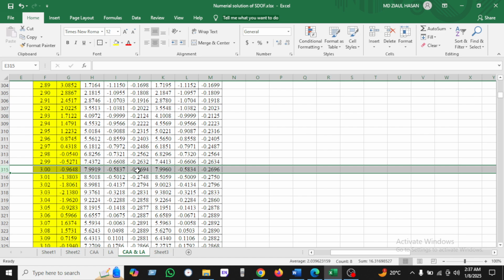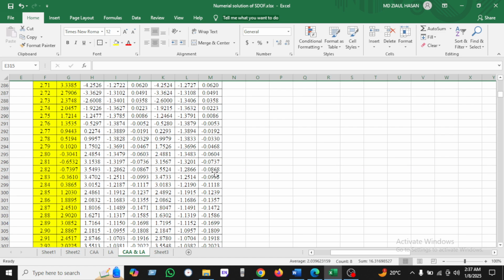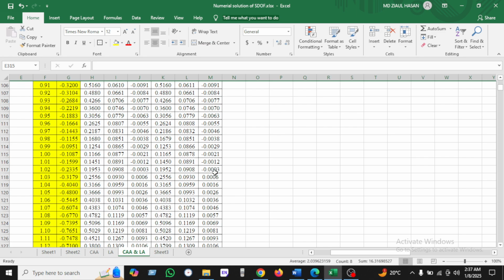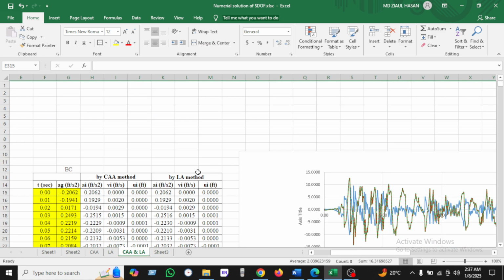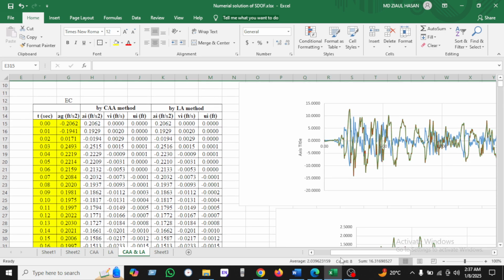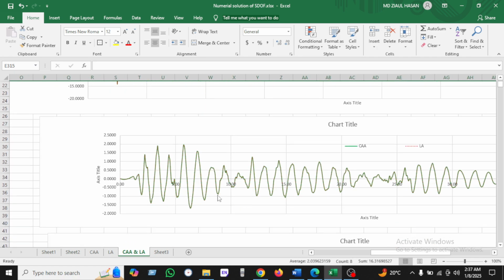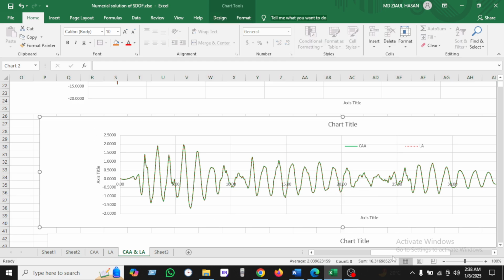In this way we can see the velocity is 0.5038, but the velocity is lower, which is 5834. The displacement is 0.2694, but the displacement for linear acceleration is 0.2096. So we can see the linear acceleration method is getting a different value than the constant average acceleration method. I am plotting here some graphs in the axes. You can see.